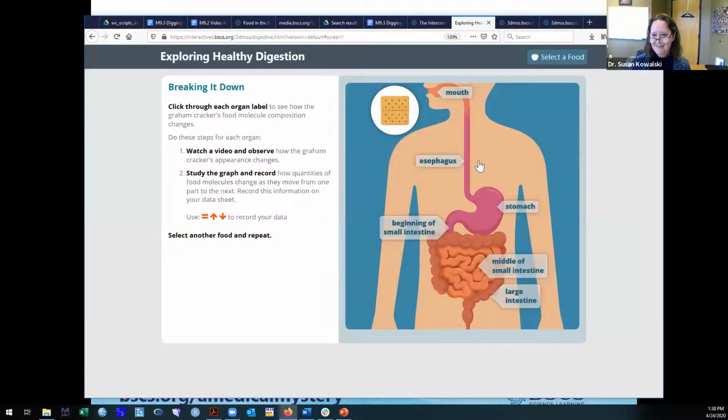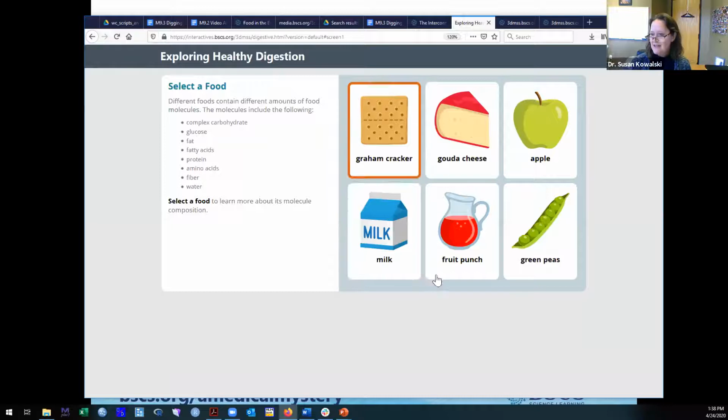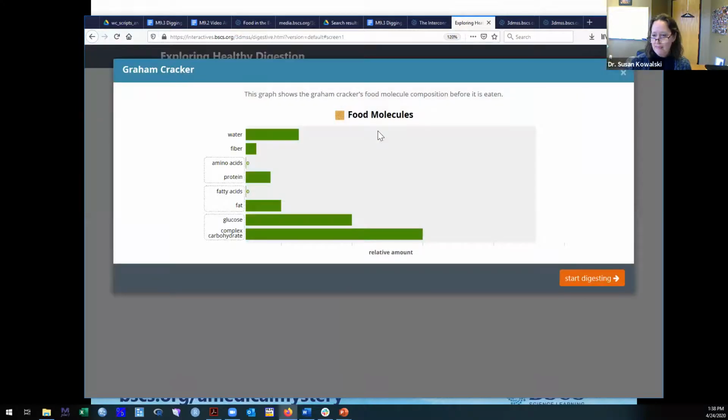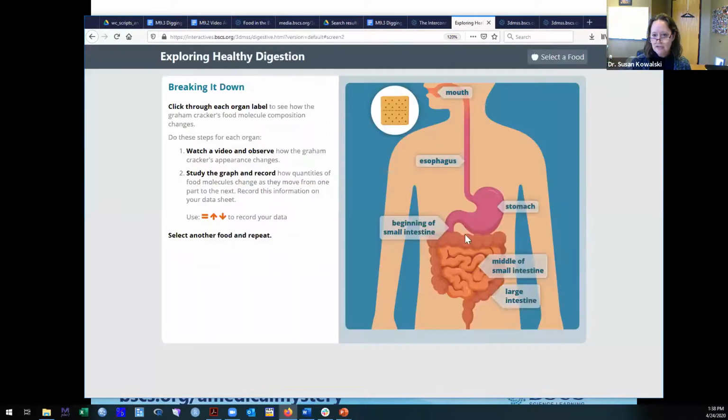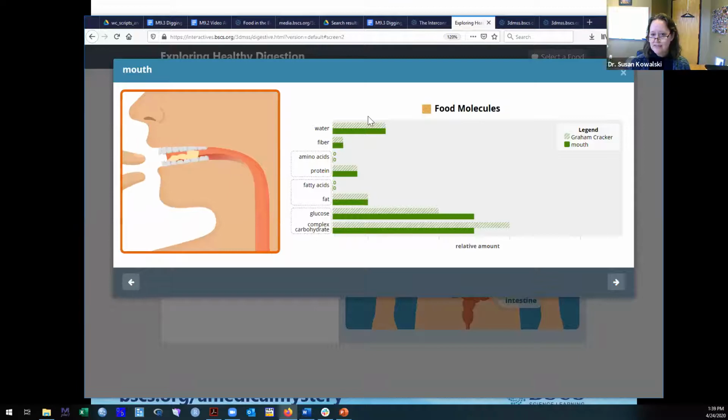So they investigate McKenna's healthy digestive system first, and they can basically select a food. The first graph they get shows what types of molecules, and their quantities, are in that food to begin with. They can start digesting that food and trace it as it moves through the different organs in the body. As they do, they see an animation and see a difference in the molecules between the previous state and where it is now.